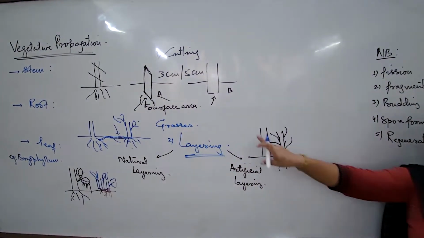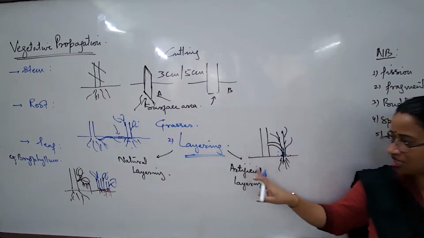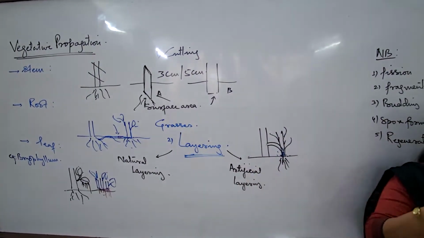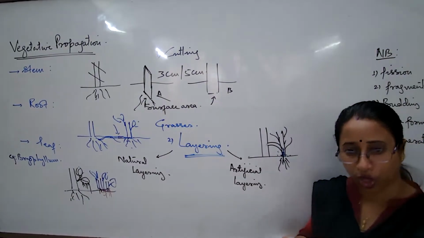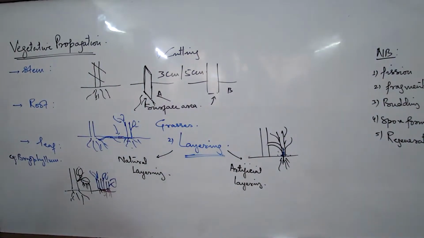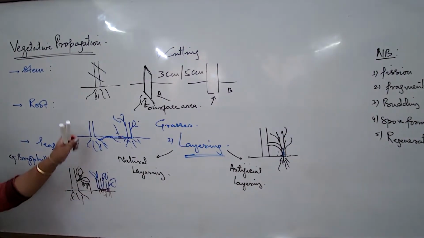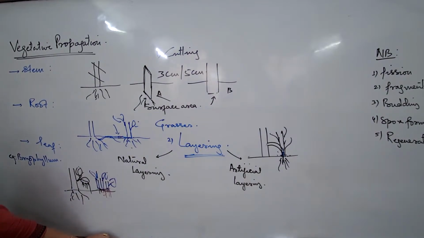When I talk about layering, I already mentioned layering can be natural or artificial. When these diagrams are there in the question paper, check properly and then write which one is artificial and which one is natural, and then answer certain questions. Now, this is all about the three major methods.